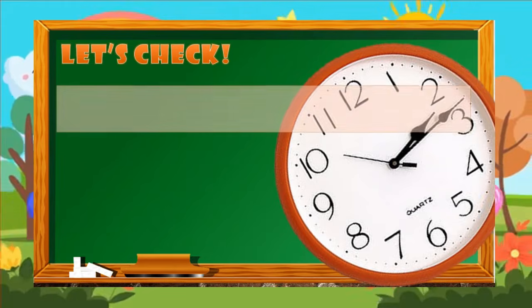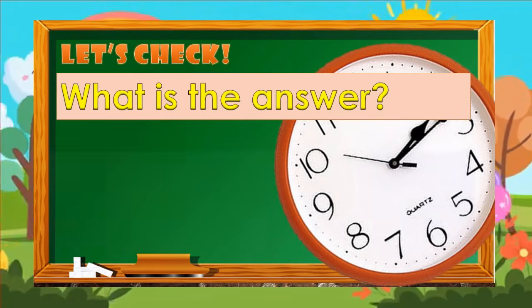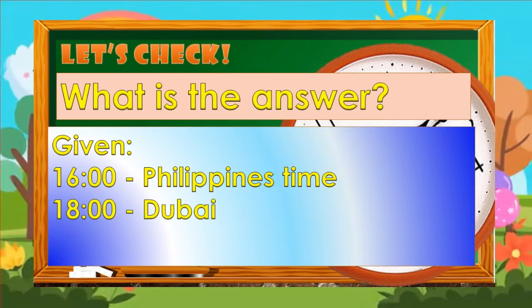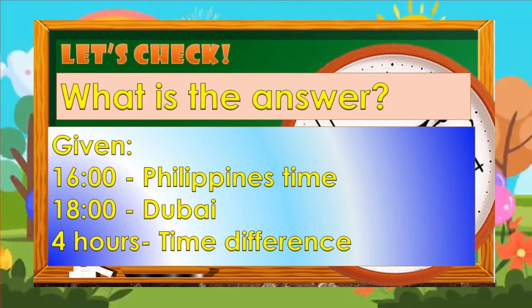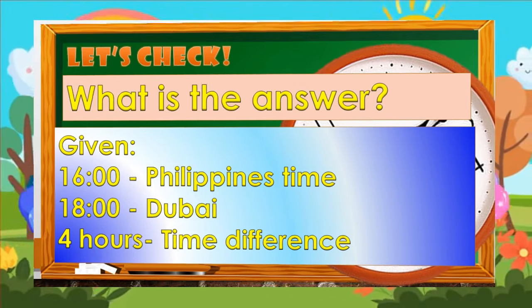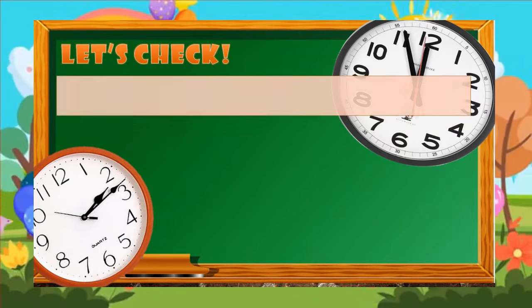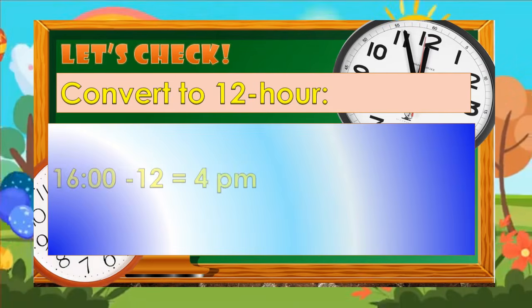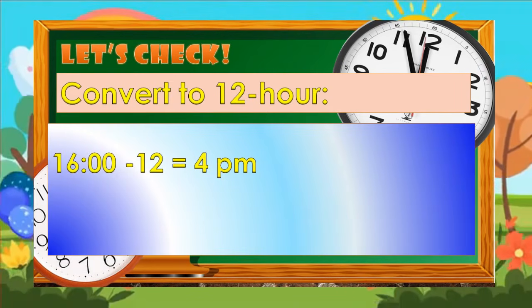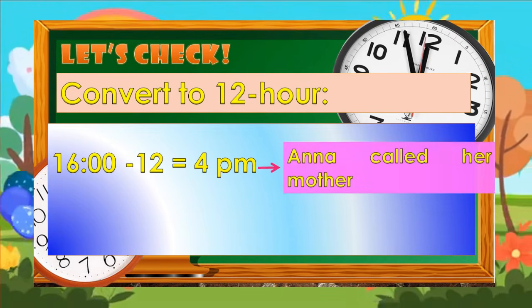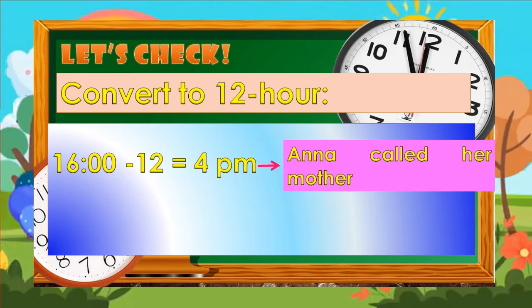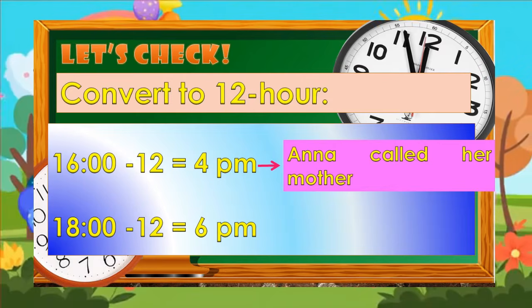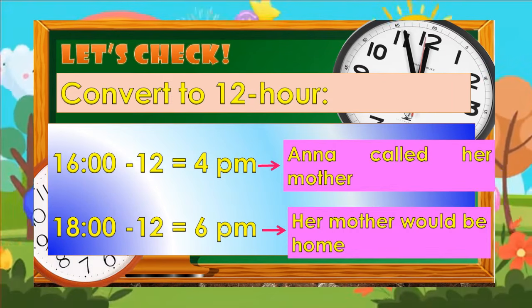Last question is, what is the answer? Given that 1600 hours is the Philippines time, 1800 hours is the Dubai time, and 4 hours is their time difference. Since the given times are in 24-hour clock, we have to convert them to 12-hour time. 1600 hours minus 12 is equal to 4, so at 4 p.m. Anna called her mother. Another one is 1800 hours. Minus 12 is equal to 6. So by 6 p.m., her mother would be home.